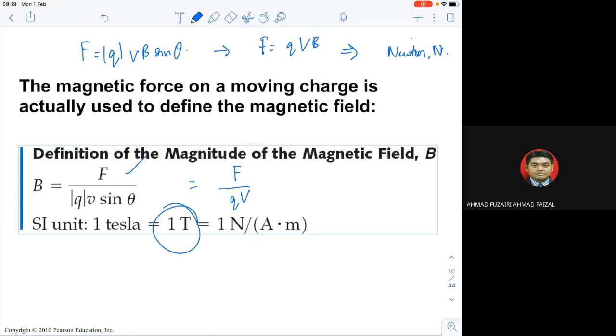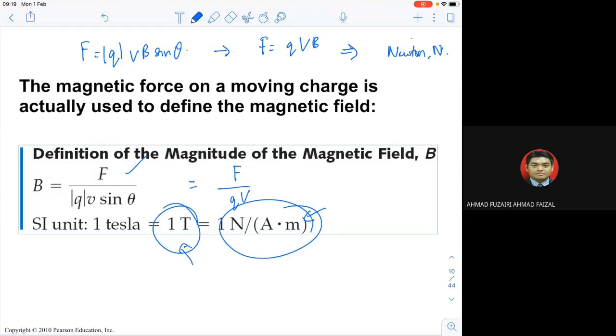Or Newton per ampere meter. It is quite complicated to say, so just use Tesla for the magnetic field. If you use the correct SI units for F, Q, and V, we can easily get the Tesla. Remember to use SI units.